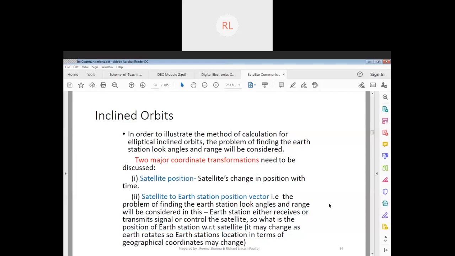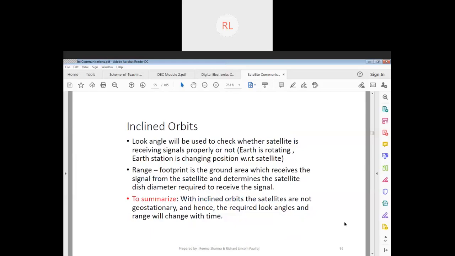So the Earth station location in terms of geographical coordinates may also change. Now what is happening here? We have a complex problem. The Earth is also rotating, it is also revolving, and the satellite is also in motion. So we have to come to a point where we can calculate the look angle and the range. Since all three are in motion, what are those three? The satellite's position is also in movement, the Earth's rotation is going on, it's an ongoing process, and the Earth's revolution also goes on, right? So it's actually a complex task to pinpoint the look angle and range of a satellite.